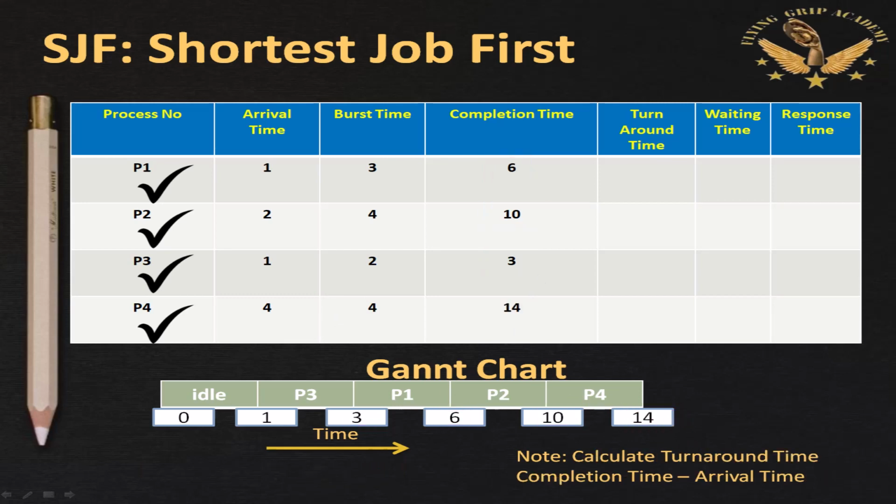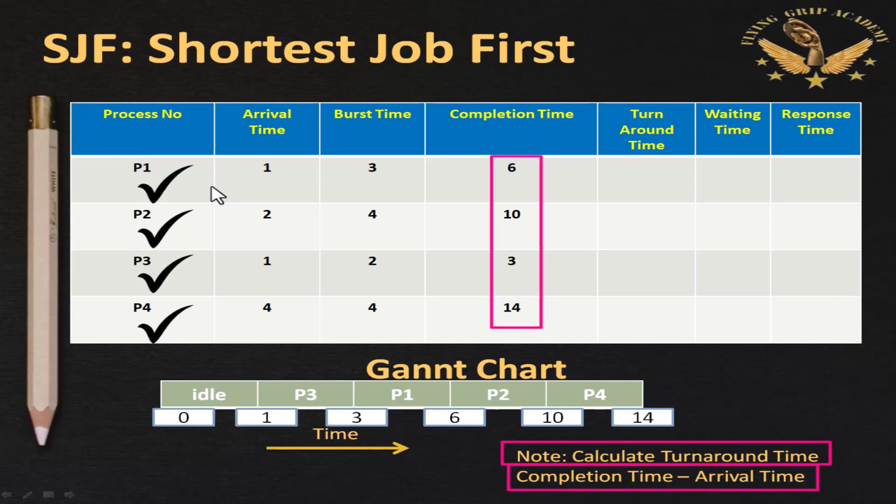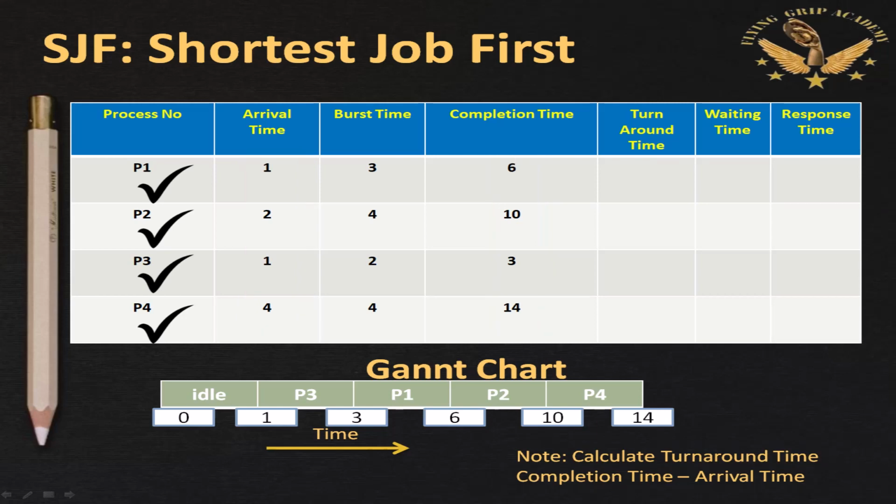So next, what we need to calculate? We need to calculate the turnaround time. Turnaround time is given by the formula completion time minus arrival time. So what is the completion time? 6, 10, 3, 14 minus arrival time 1, 2, 1, 4. So 6 minus 1 is 5, 10 minus 2 is 8, 3 minus 1 is 2, 14 minus 4 is 10.